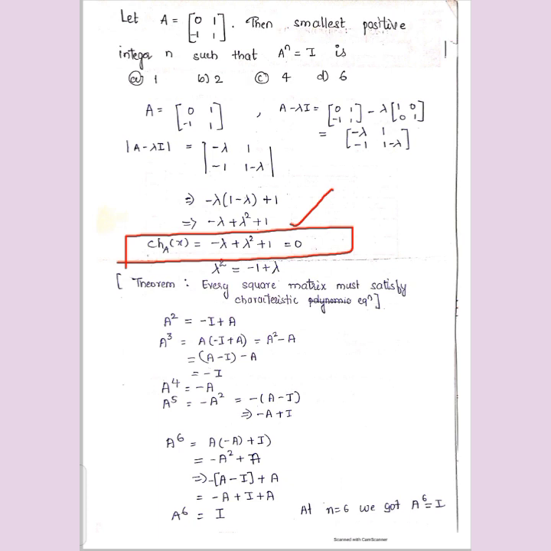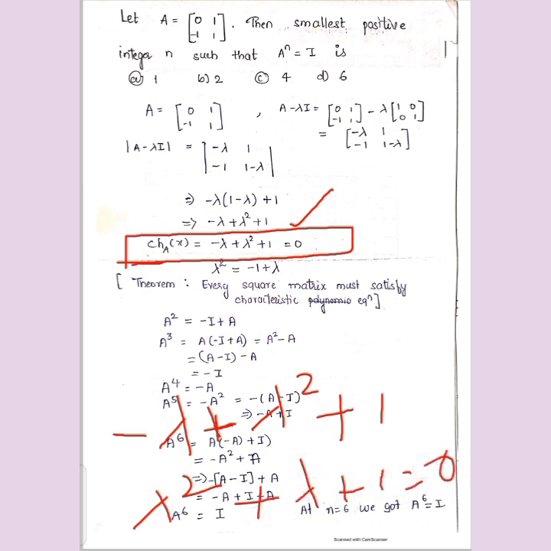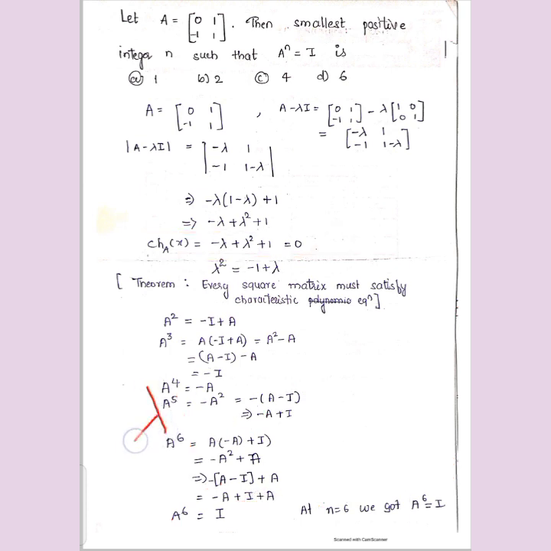So if a matrix is given in the question, you have to find out the characteristic polynomial. Here we got the characteristic polynomial, lambda square minus lambda plus 1. So what will the characteristic equation be? Sorry, it is minus lambda. Here you get lambda square minus lambda plus 1 equal to 0. This is your characteristic equation.